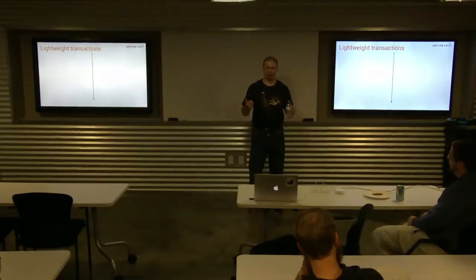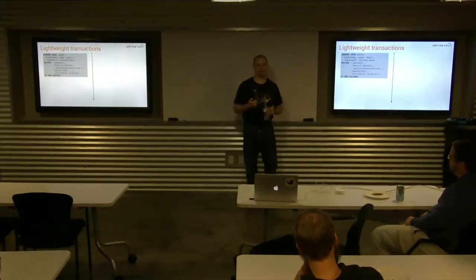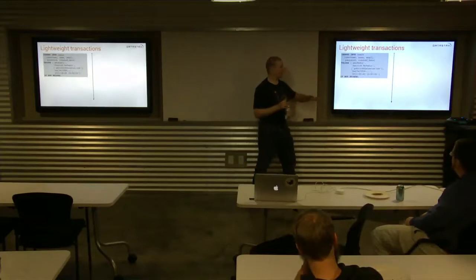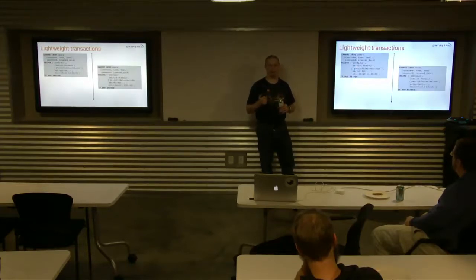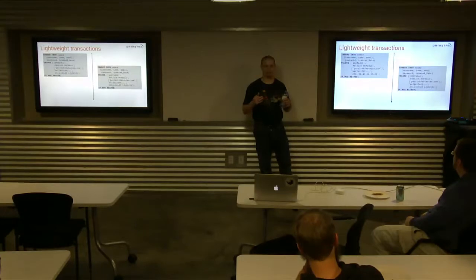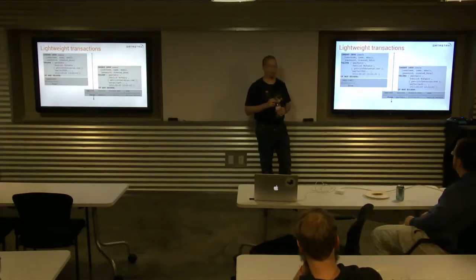So we're all familiar with lightweight transactions. I can say IF NOT EXISTS, or I can say IF some column value equals an expected value on an update, and Cassandra will make sure only one of those gets applied. But we can do cooler stuff with that in 2.1.